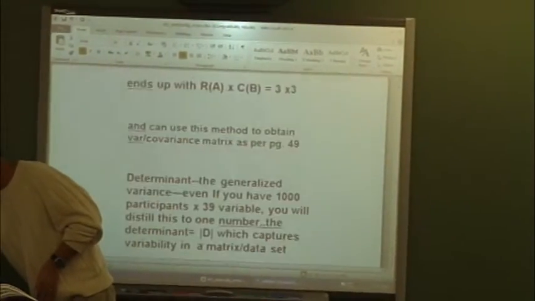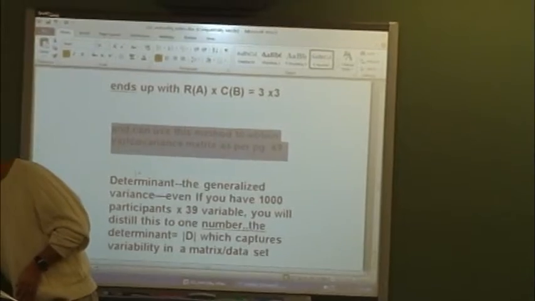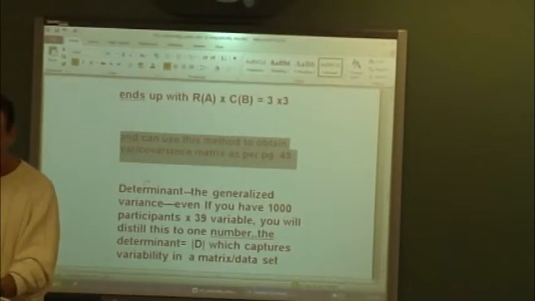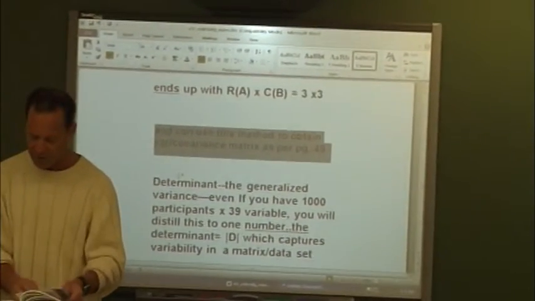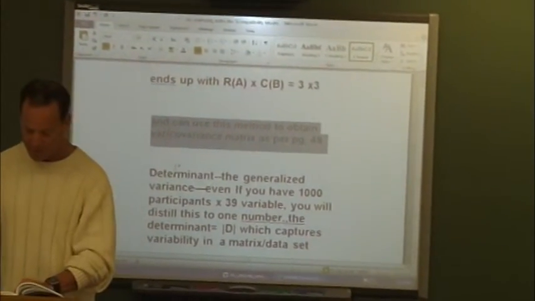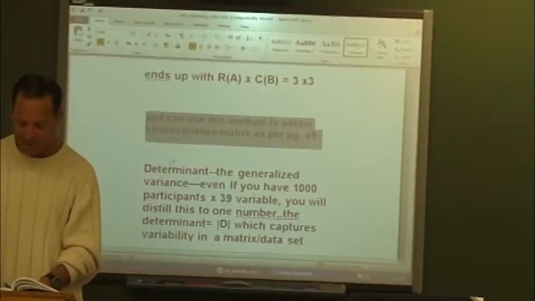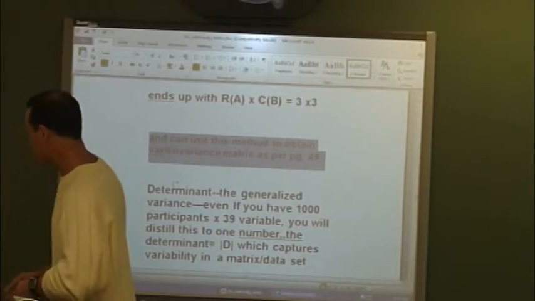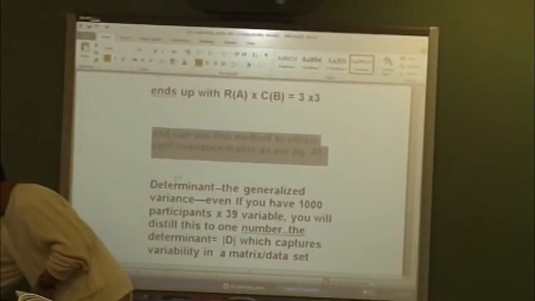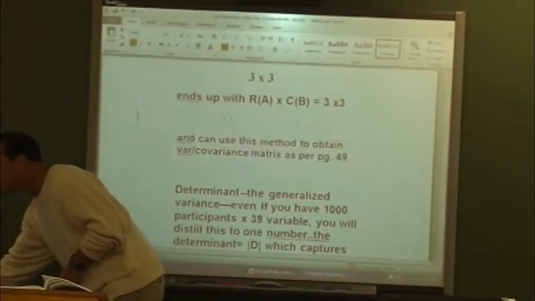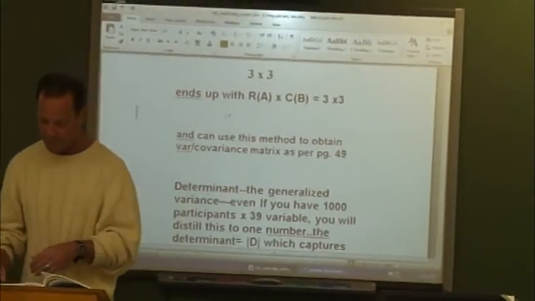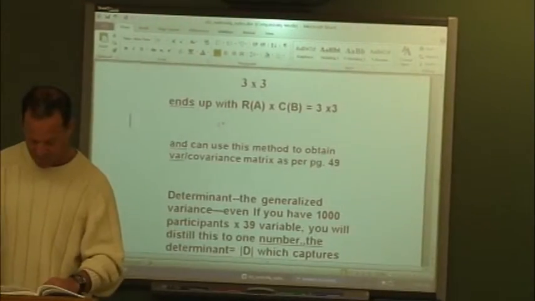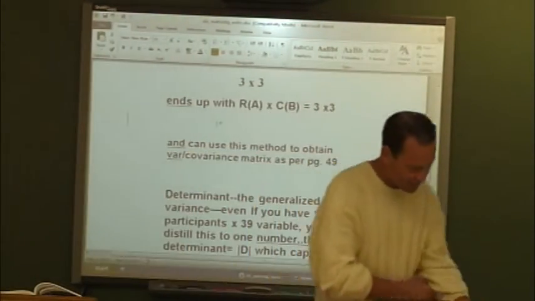And soon you're going to use this method to obtain the variance-covariance matrix, as per page 49. You're going to see how we can now get a variance-covariance matrix using some of these methods. So let's take a look. Just to give you an idea, everybody. Let me see, I may have another example here.